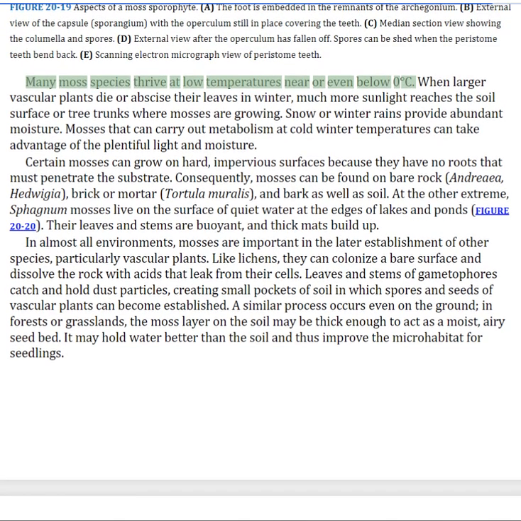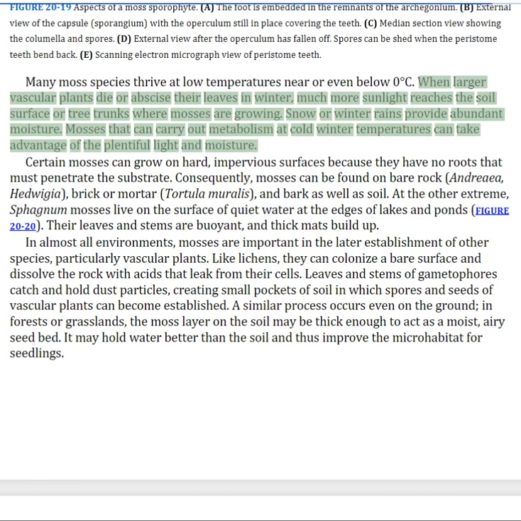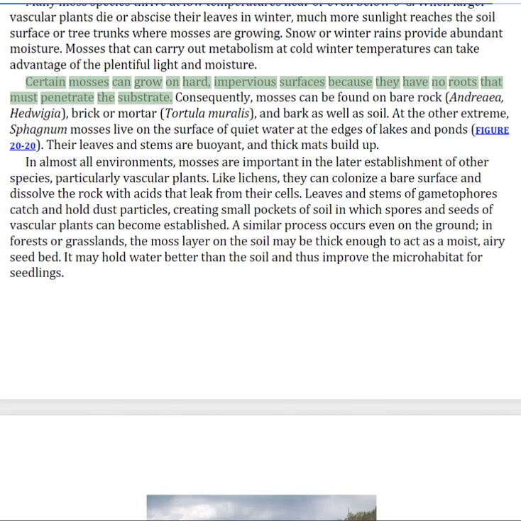Many moss species thrive at low temperatures near or even below 0 degrees Celsius. When larger vascular plants die or abscise their leaves in winter, much more sunlight reaches the soil surface or tree trunks where mosses are growing. Snow or winter rains provide abundant moisture. Mosses that can carry out metabolism at cold winter temperatures can take advantage of the plentiful light and moisture. Certain mosses can grow on hard, impervious surfaces because they have no roots that must penetrate the substrate.